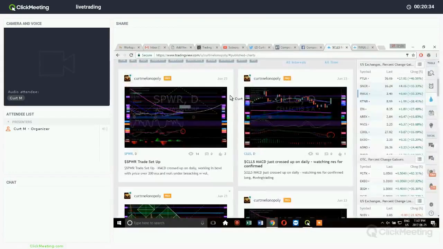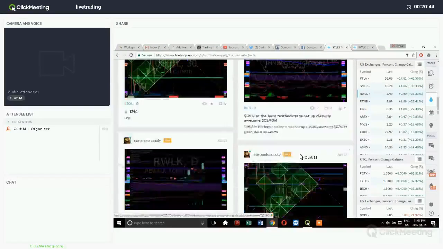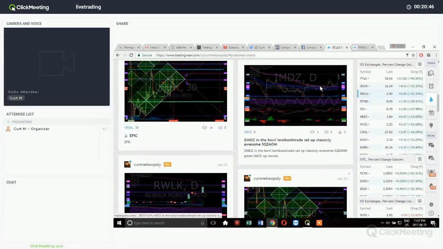So if you're running around on social media or whatever, just trying to get setups, that just won't work. I'm telling you right now, it's not the best way. The best way is to work your own plan. So here's one. IMDZ in the bull, textbook trade setup, classically awesome.